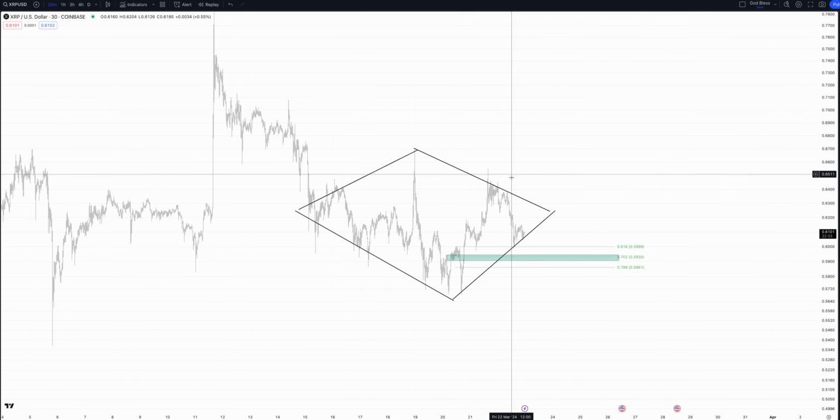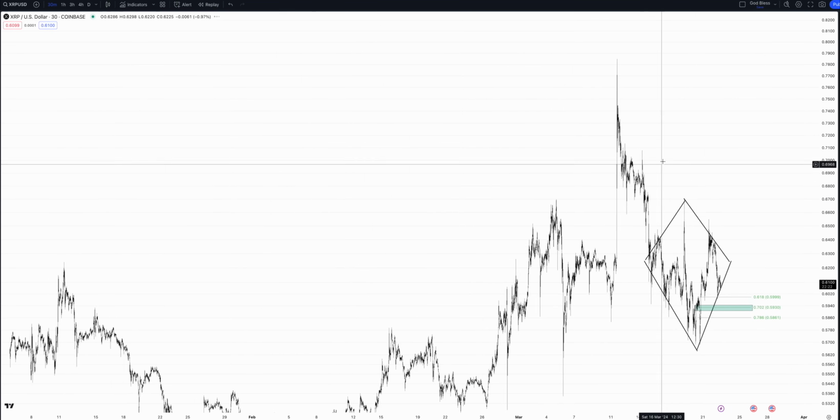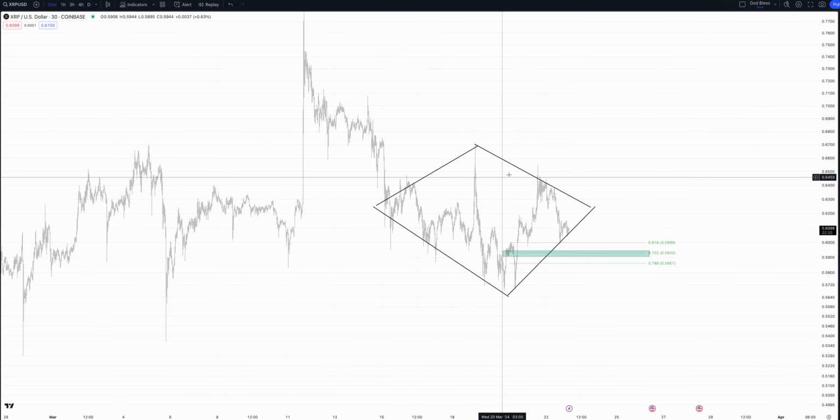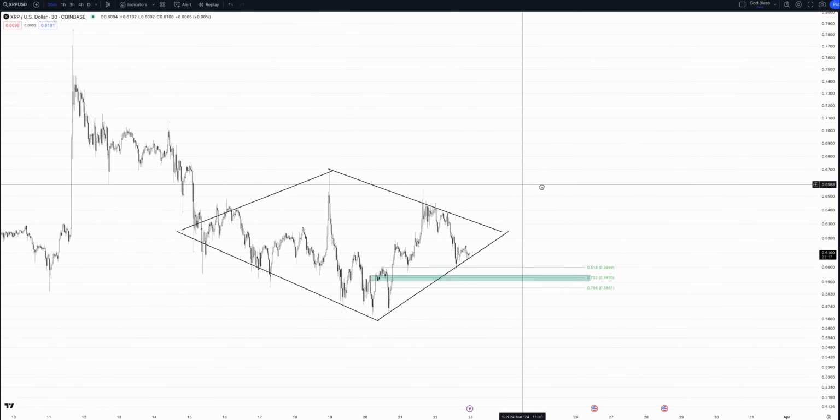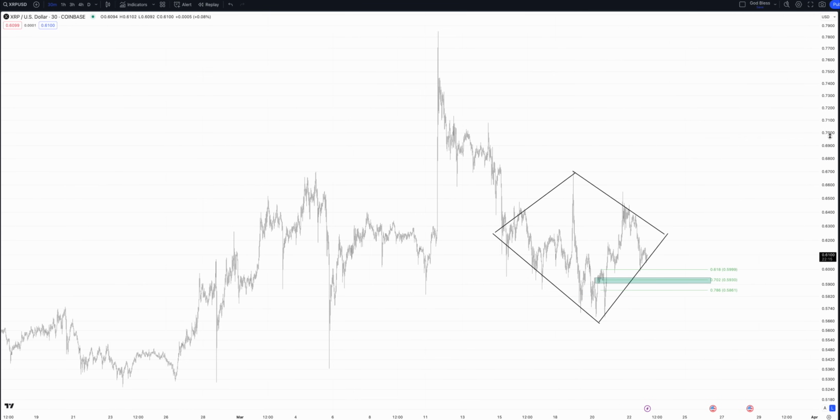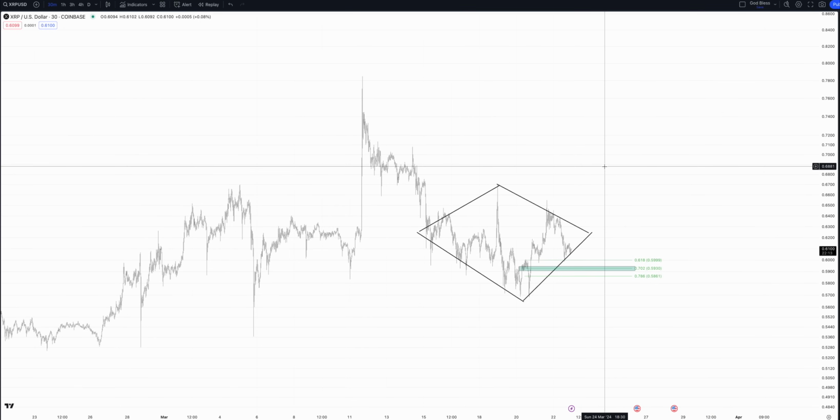If we can't hold that, then we'll come down just a little bit more just to sweep this low at 0.5682. Okay? But regardless of these subwaves over here, the macro time frame on XRP is extremely bullish. Okay?